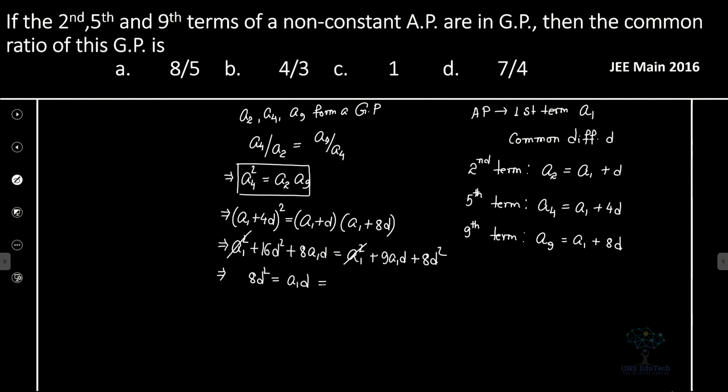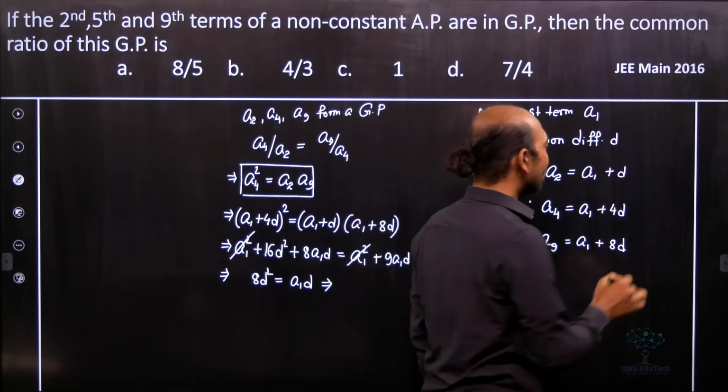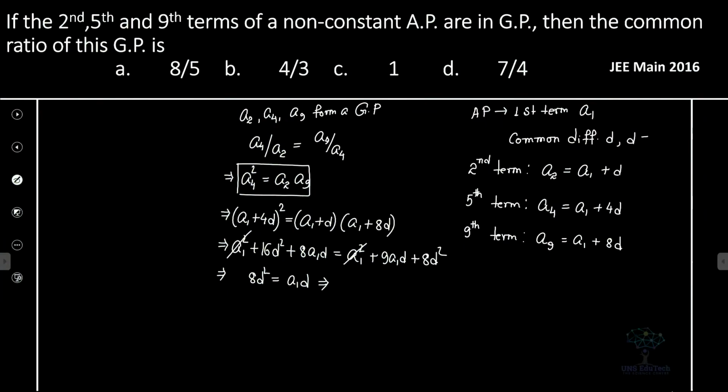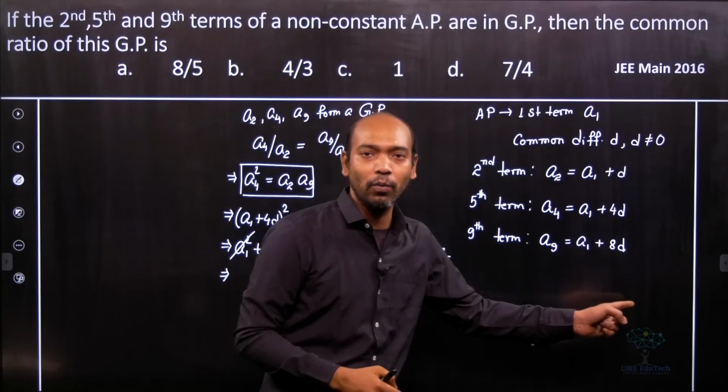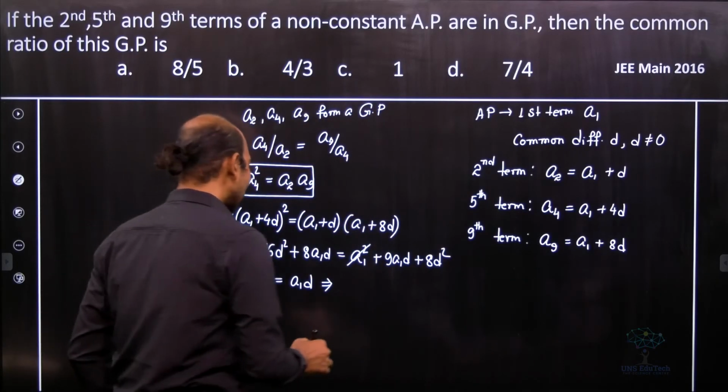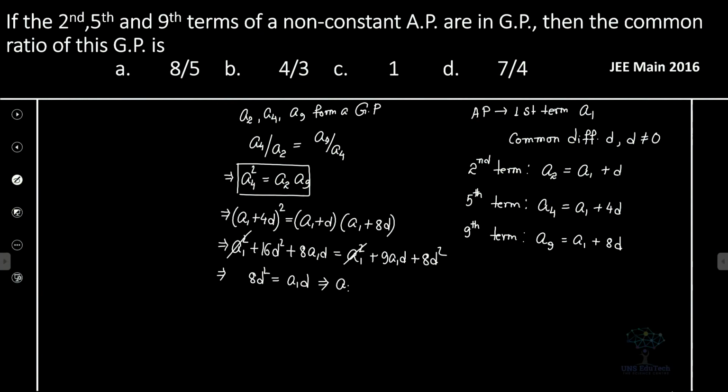Now it is given that it's a non-constant AP series. Therefore, this D value is definitely not equal to 0, because if D is 0, all terms are A1. So it's meaningless. So that implies A1 is equal to 8D, as D is not equal to 0. So this is the relation we have.